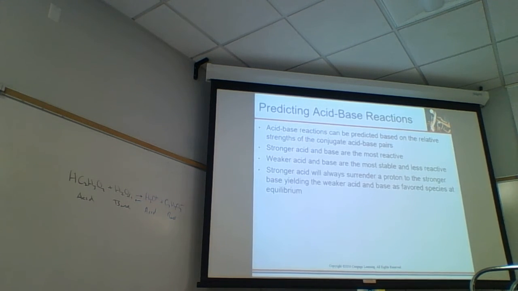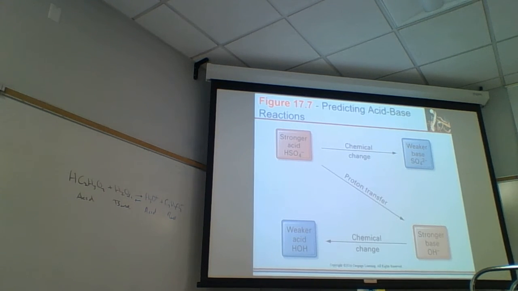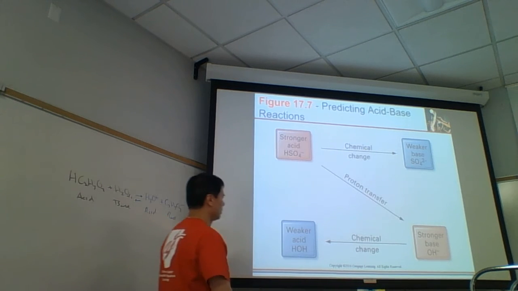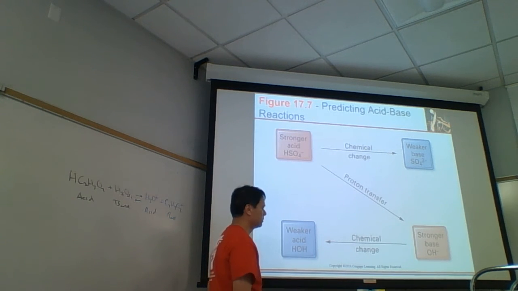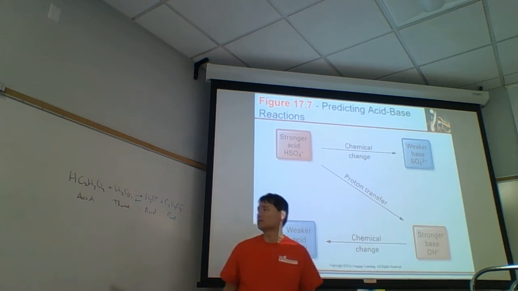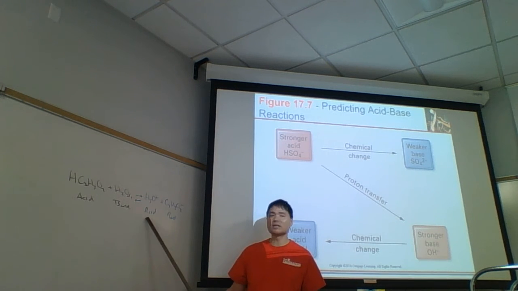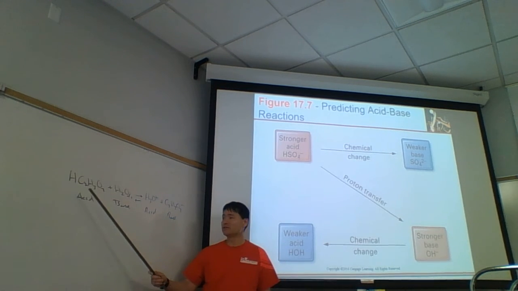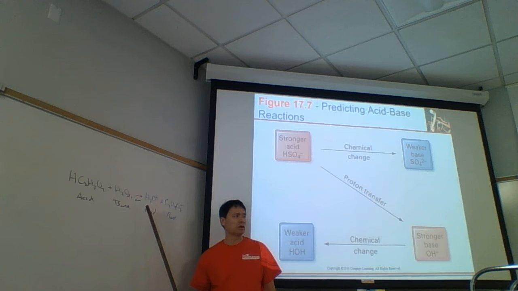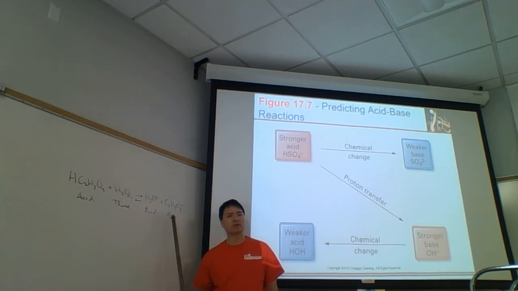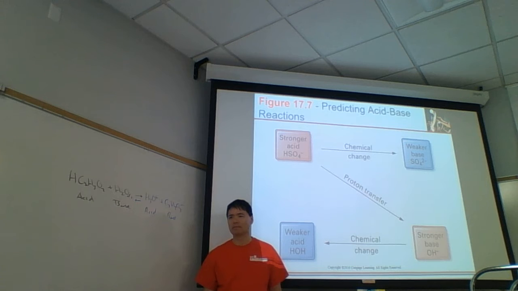All right, next we're going to look at predicting reactions. Basically, what we want to do is go from stronger acid, stronger base, to weaker acid, weaker base. And so it's always going to occur this way. It's always going to be strong, strong, weak, weak, or weak, weak, strong, strong. It's not going to be strong, weak, strong, weak. It's not going to interchange like that.